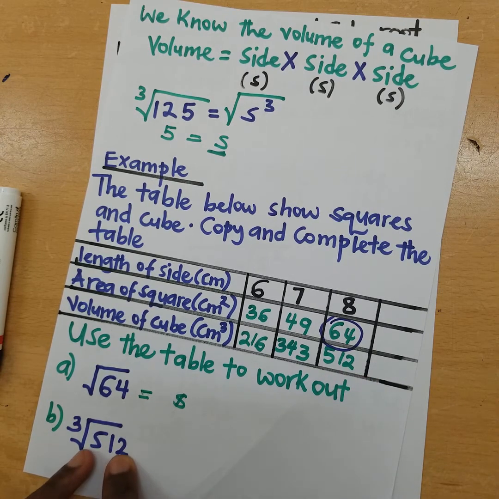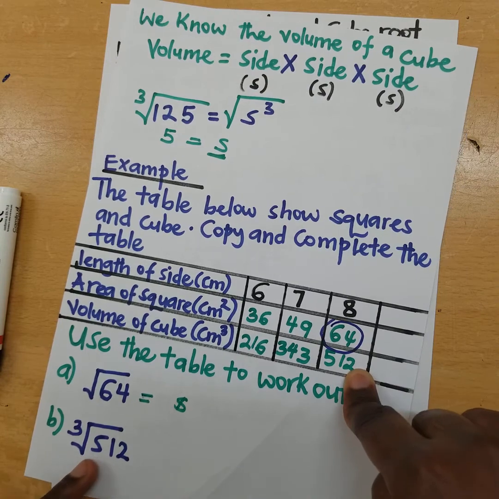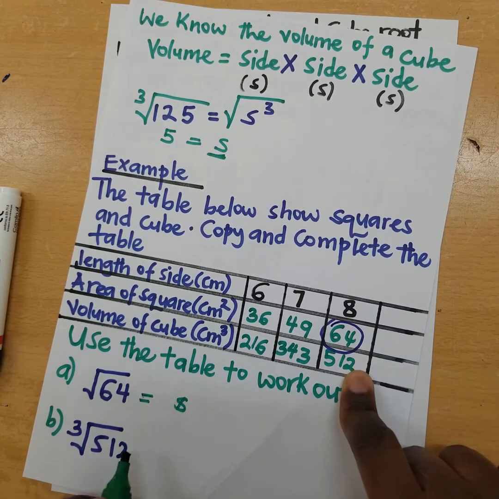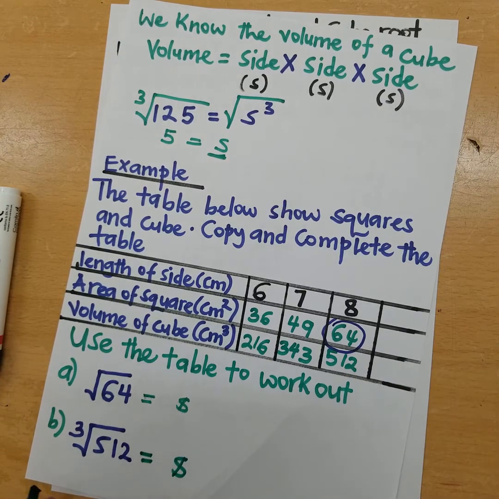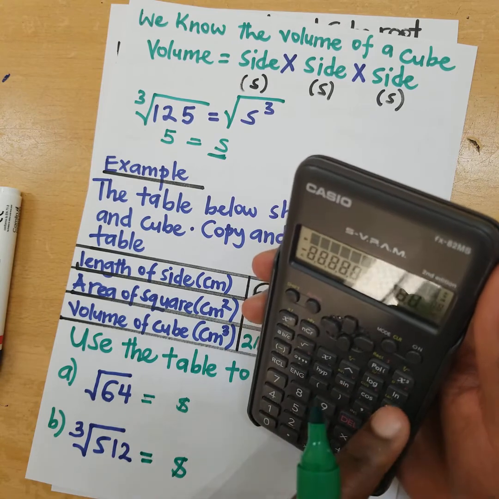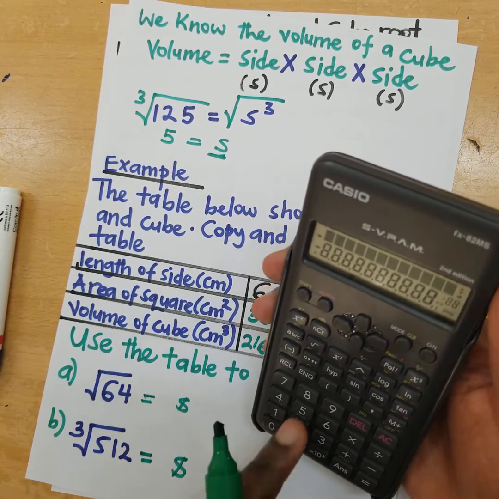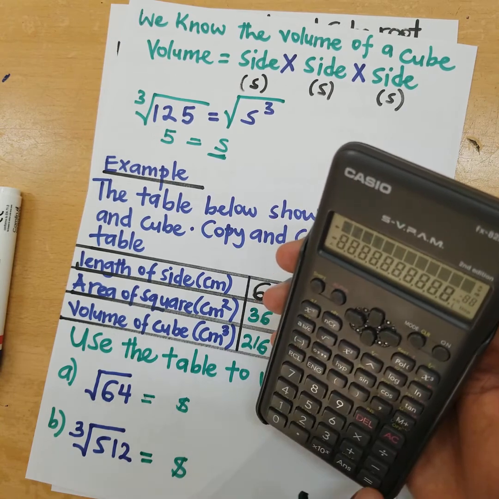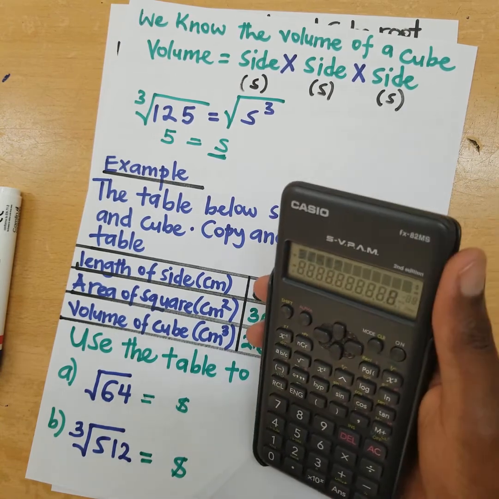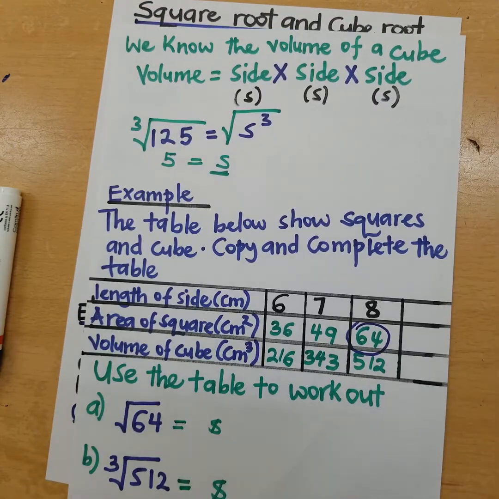Which number do you multiply 3 times by itself to get 512? It is the same as 8 still. If you want to prove it, go to your calculator, shift square root, cube root, 512. What do you get? You get 8. So this is how you do the calculations for square root.